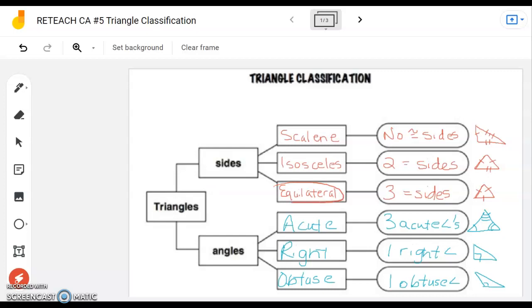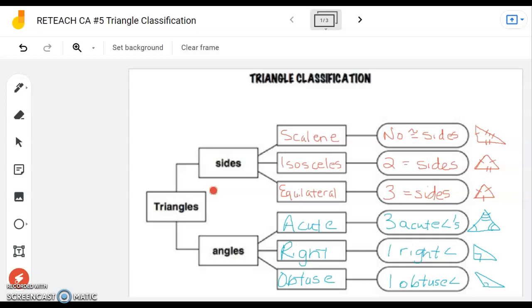And then you have equilateral. Equilateral means all three sides are equal and all three sides will be marked exactly the same or have the same measurement. So that's one set of classification, okay, by the sides. The next one is by the angles.